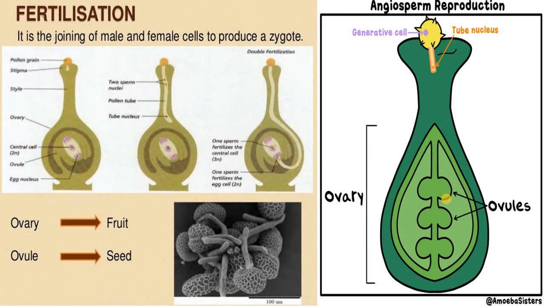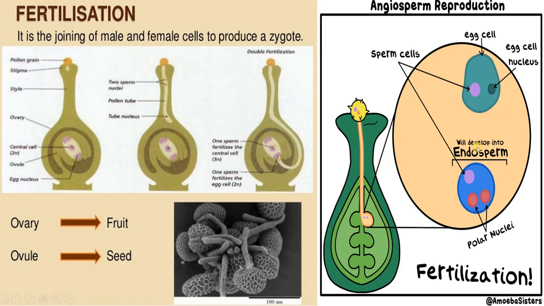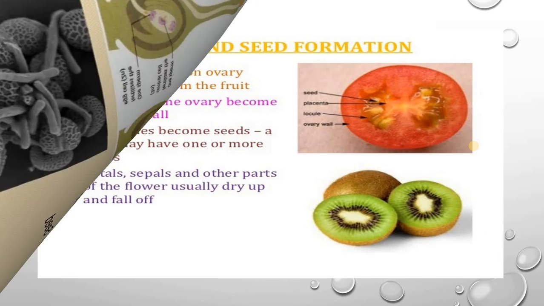In other words, we can say that an embryo is a kind of baby plant in a dormant or inactive state. Here you can see the formation of the pollen tube, and here the fertilization takes place. How does the fertilization take place?